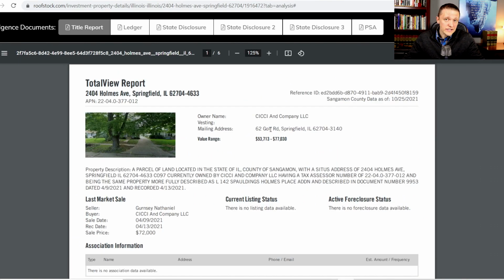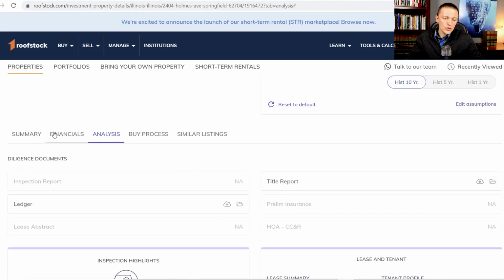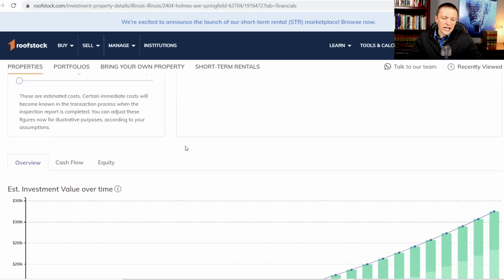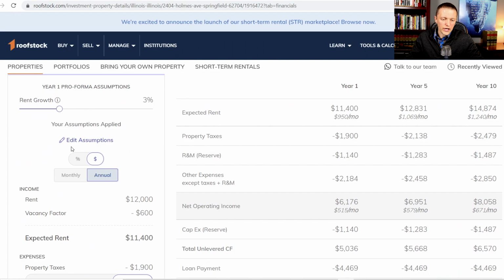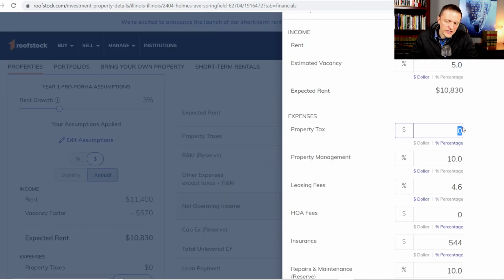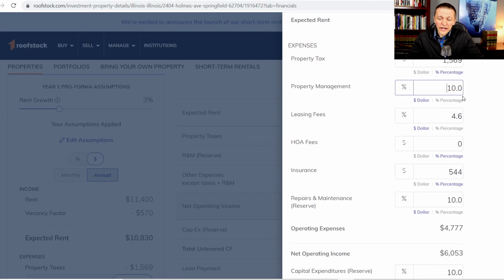So I'm going to come back to this title report because there is some more important information that I want to highlight in it that will help our analysis. But for now, let's just go back to the financials and the cash flow calculation that we were working on. I'm going to change the taxes to $1,568.94 because that's what we were able to verify. And the next thing I'm going to look at is property management expense, and 10% sounds pretty reasonable to me, so I'm going to leave that alone.